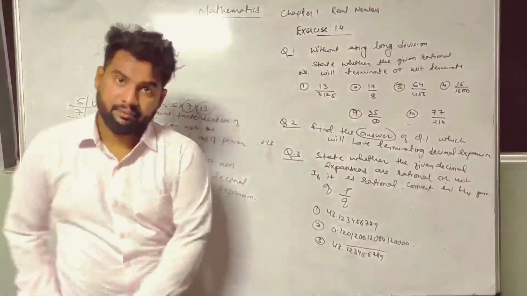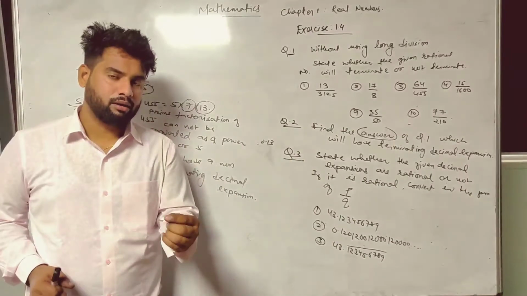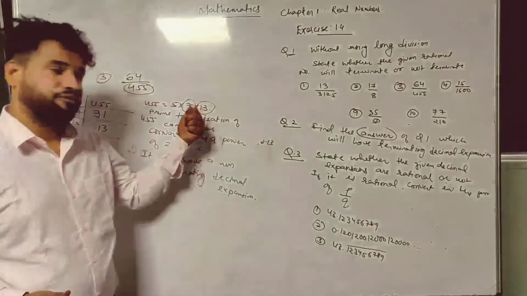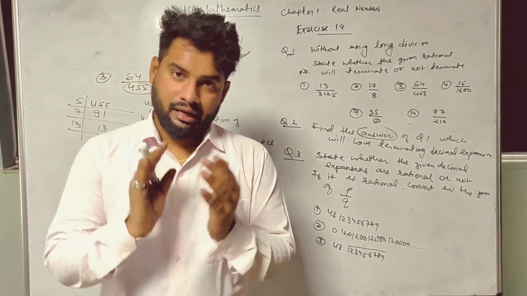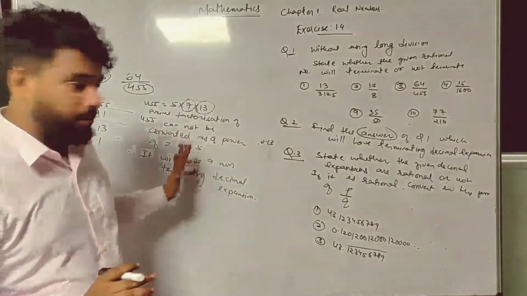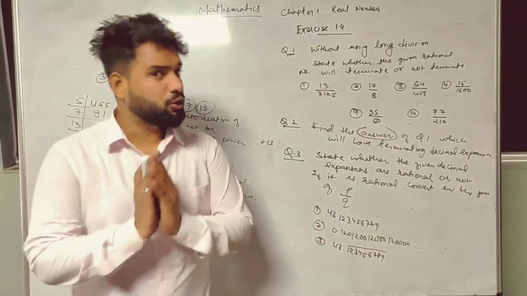I hope it is clear, right? Because here you are getting 7 also, which is not allowed. Any other prime number apart from 2 and 5 is not allowed. If it is there, the number will be a non-terminating decimal expansion. It is a rational number, but it is non-terminating and recurring. If you divide it, you will get a recurring answer, but you don't have to solve.